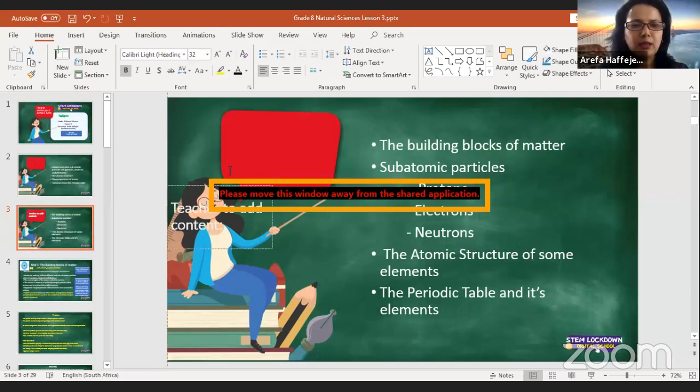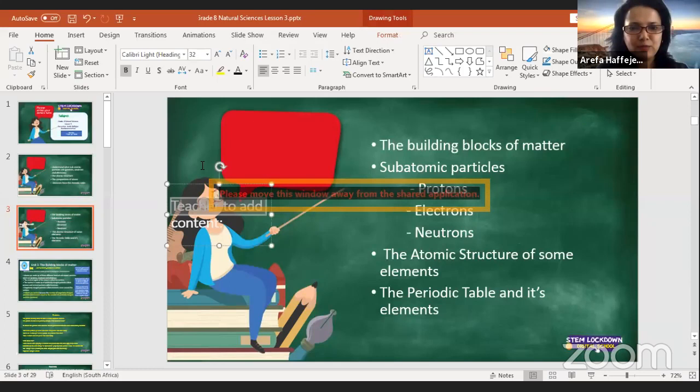My computer keeps coming up with "please move this window away from shared application," and I'm not sure what to do with that. So anyways, let's continue.